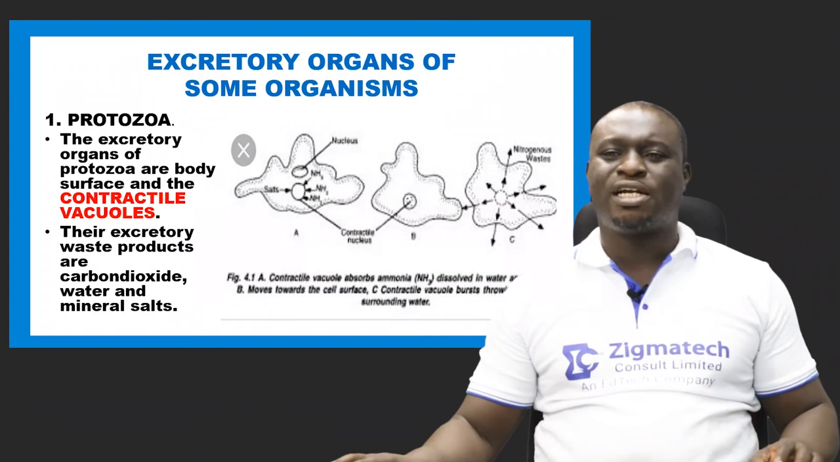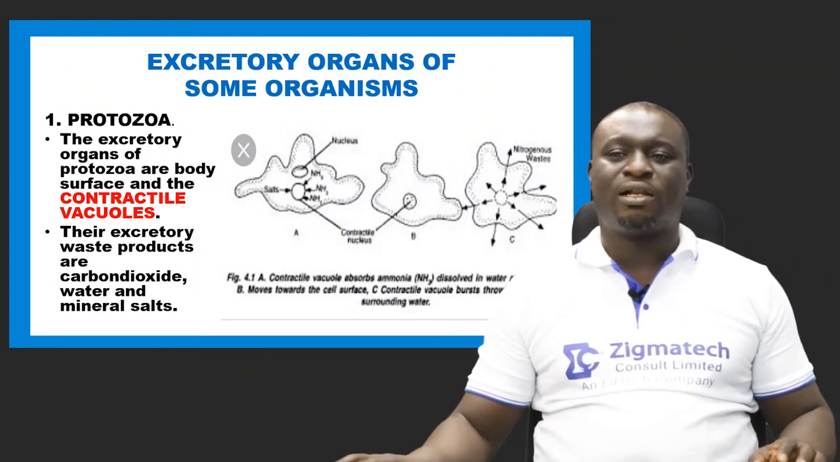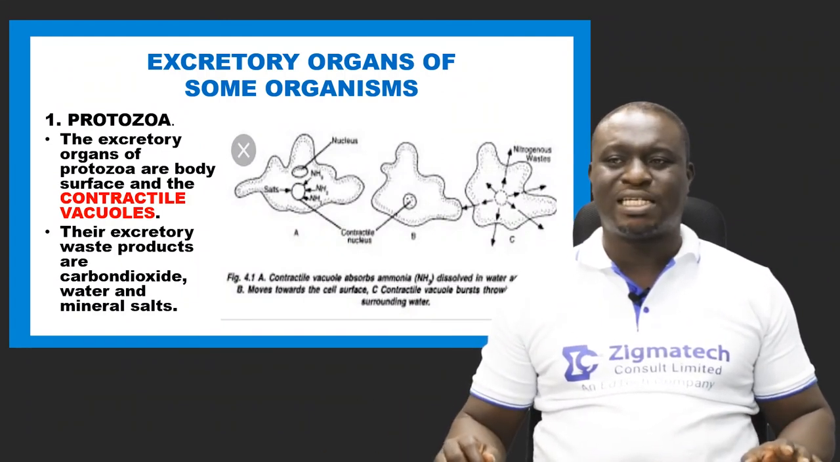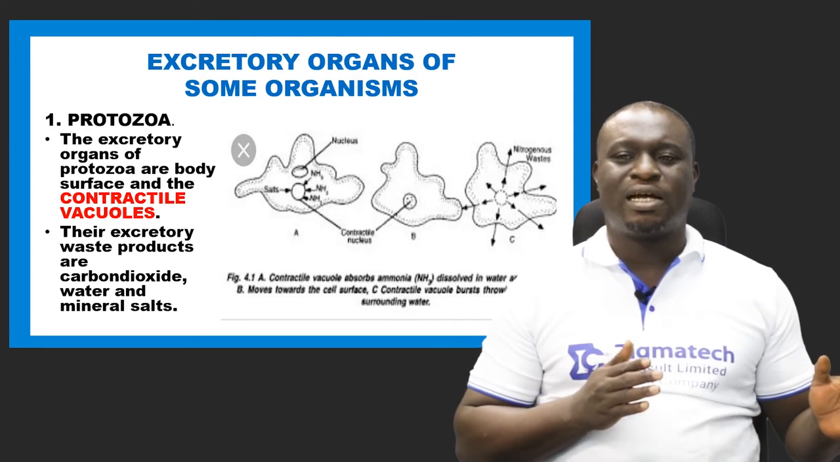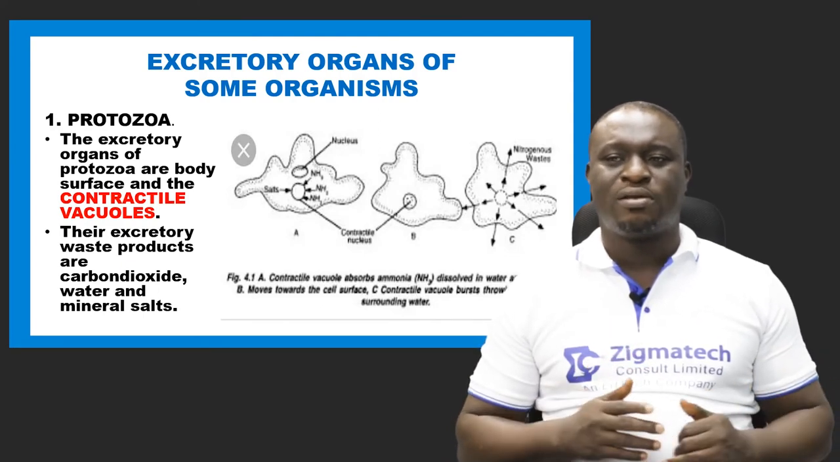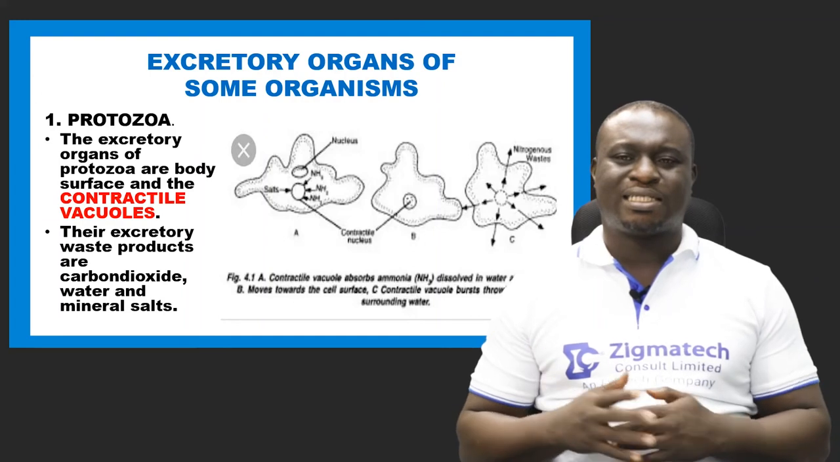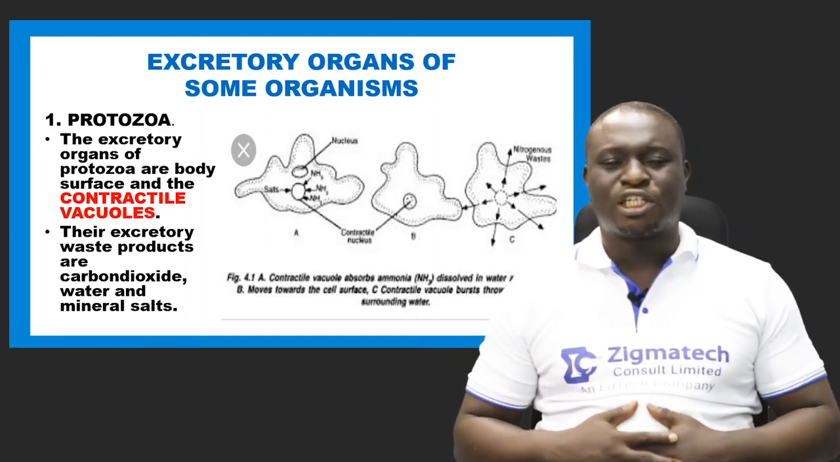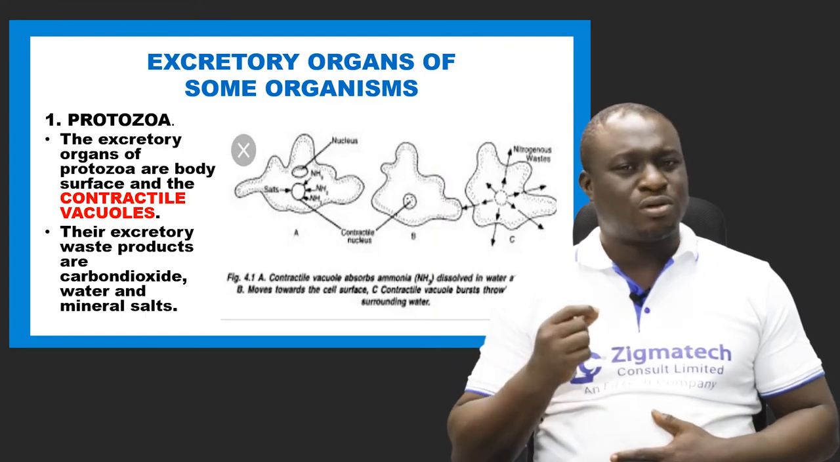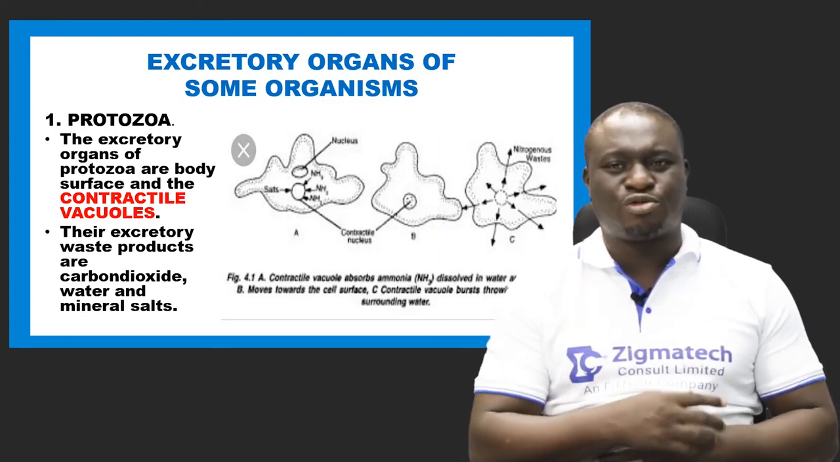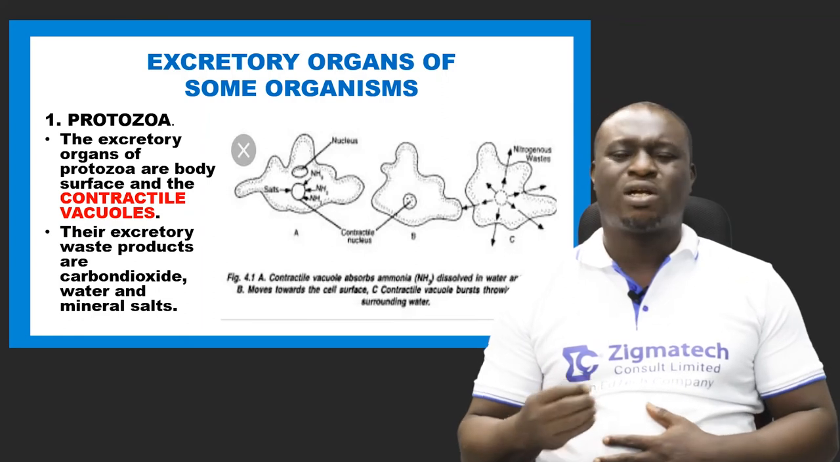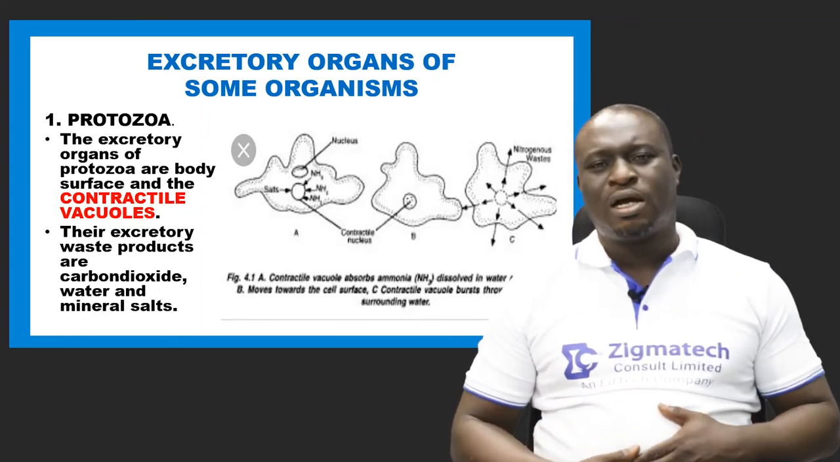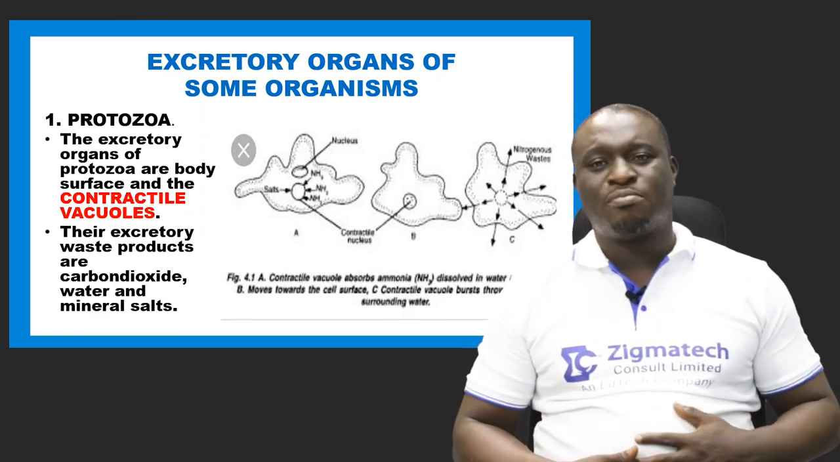If you look on the screen, you're going to see the label of the contractile vacuoles in the structure AB. It is well labeled. That is an amoeba. Amoeba possesses contractile vacuoles, which it uses to carry out osmoregulation and excretion of waste. Now, what are the excretory waste products excreted in protozoa?